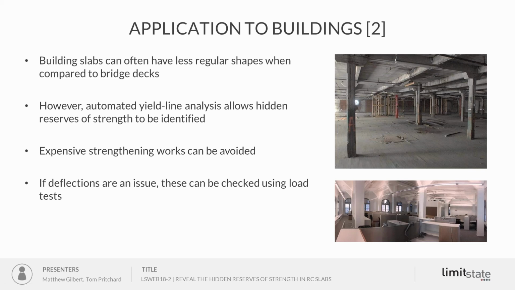The other thing is, I mentioned earlier that the yield line method doesn't deal with deflections. It doesn't provide an indication of deflections. But if you're looking for a strengthening refurb job, then actually you can potentially perform load tests on your building to check that the deflections are within reasonable limits.